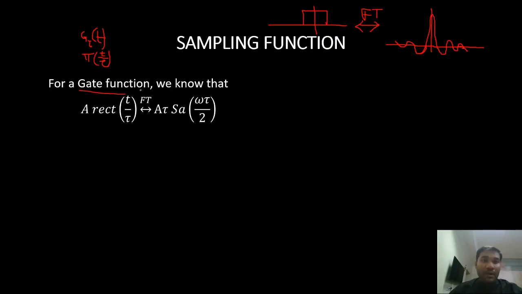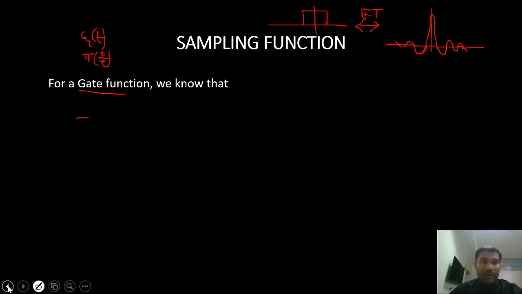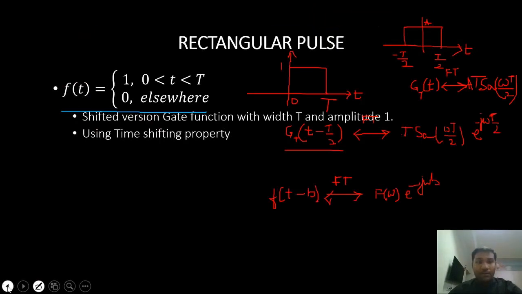For a gate function with amplitude a and a width of tau, the Fourier transform is given by a tau into sampling omega tau by 2. This is what we saw in the previous slide. See here, g tau of t has the Fourier transform a tau sampling omega tau by 2.